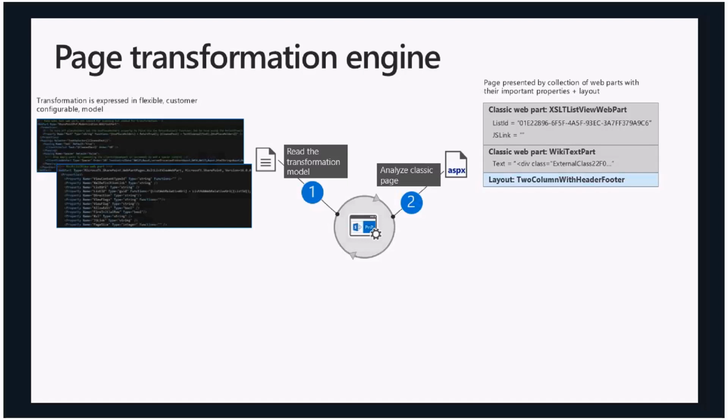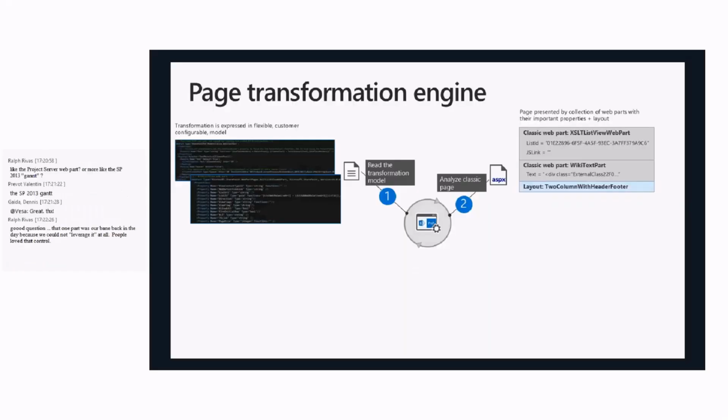Once the model is loaded, we analyze a page. So analyzing a page means just reading the file and getting all the web part information and the layout from the actual source page. So this gets you a collection of web parts with their properties. Wiki Text is kind of put in a fake Wiki Text part. So we just stuff the Wiki HTML into a kind of a fake web part. So we have a nice collection of web parts and a layout to go to the next step.